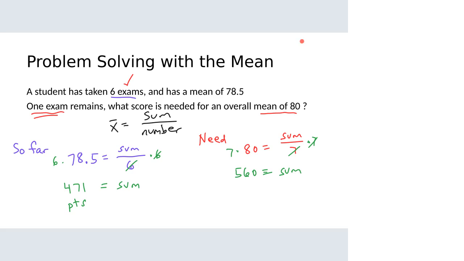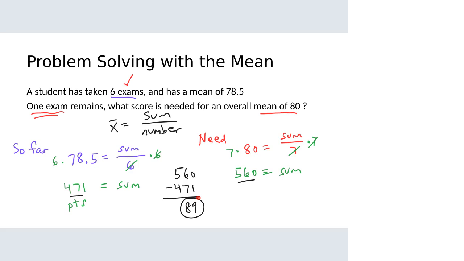Okay, so they're trying to get to 560. Right now they have 471. They need to bridge that gap from 471 to 560. So we'll take 560, we'll subtract 471 and find out that they need 89 points on that last exam. In order to have an overall mean of 80, they're going to need an 89 on that last exam.